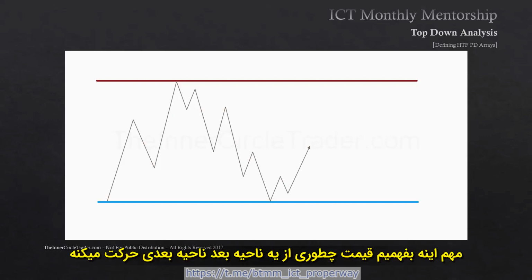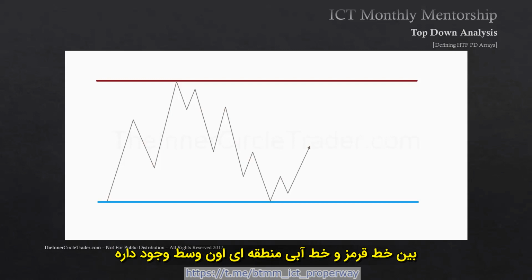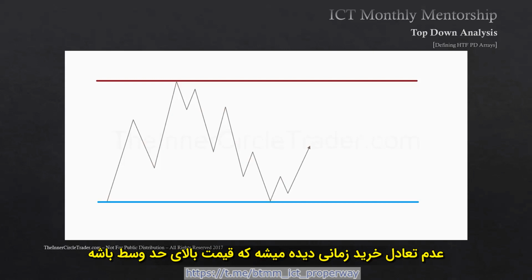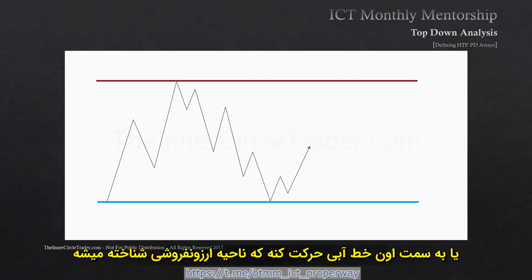The understanding is how price moves from one level to the next, but predominantly it's moving from a level of discount to a level of premium, from a level of premium to a level of discount. Between the red line and the blue line, they are extremes. In the middle, that's classified as equilibrium or balance. Buying imbalance is seen when price gets above equilibrium or up into that red level, which would be resistance. Selling imbalance would be when price gets below equilibrium and down into the blue line, or what would be described as discount.